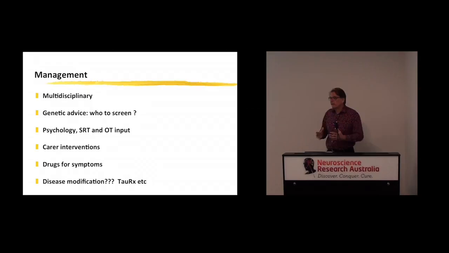To intervene with the carers who are desperate for information and knowledge. We've run carer intervention groups, which we show reduces their burden and depression. We advise on drugs for use in symptoms of FTD, controlling the disinhibition, for instance. And we're involved with trials of new agents to actually modify the disease.